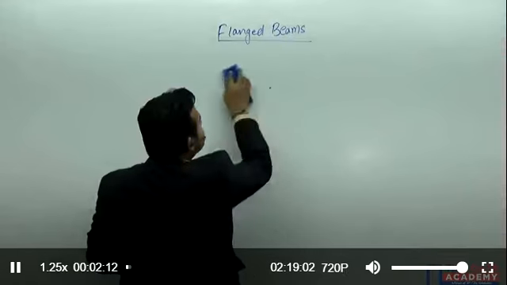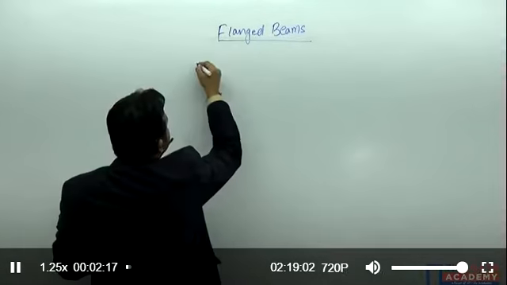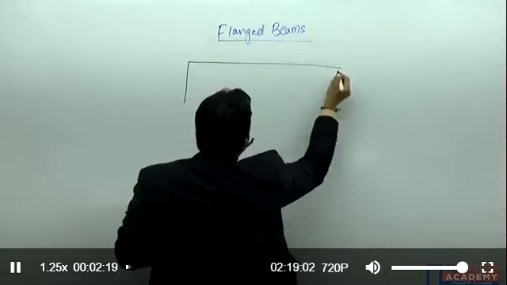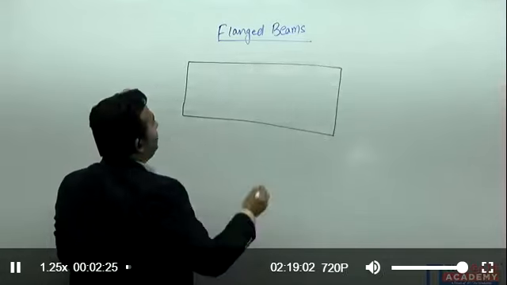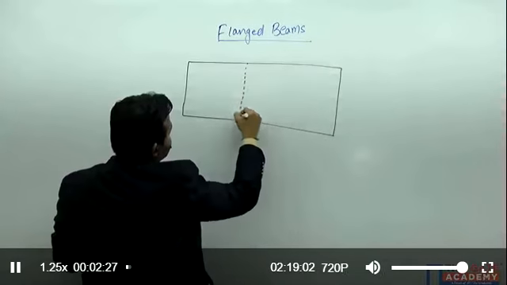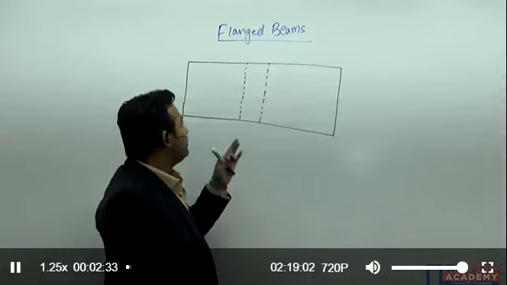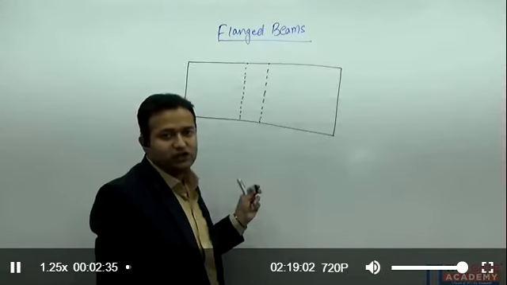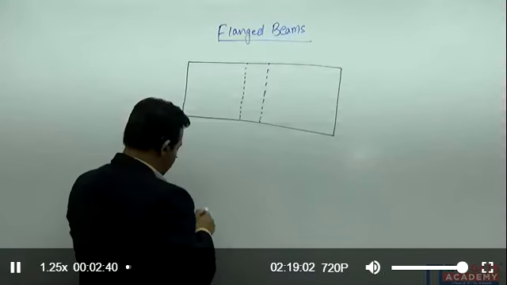So suppose this is a slab, and somewhere here, this is the top view I am drawing, is provided one flanged beam. The portion of the slab will be acting as a flange and the depth of the beam will be acting as a web for that particular flanged beam.